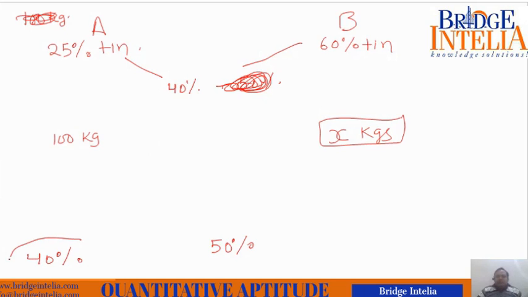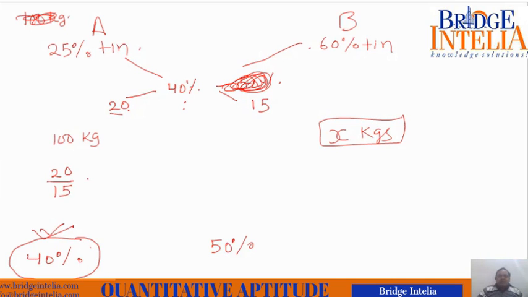So let's solve for both the extreme values. Let's solve for this first. So let's use the crisscross method, so you will immediately get the ratio. So 25 and 40, what is the difference? Difference is 15. So what is the difference of 40 and 60? So that is 20. So if you try to reach this extreme, then as per the given data, the ratio should be 20 and 15.